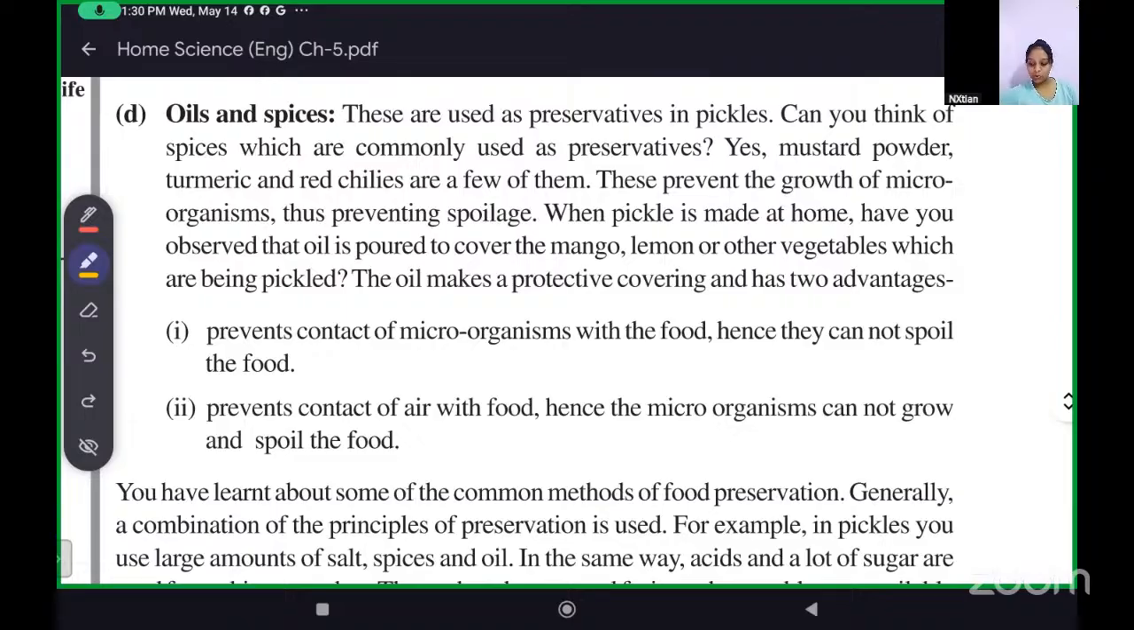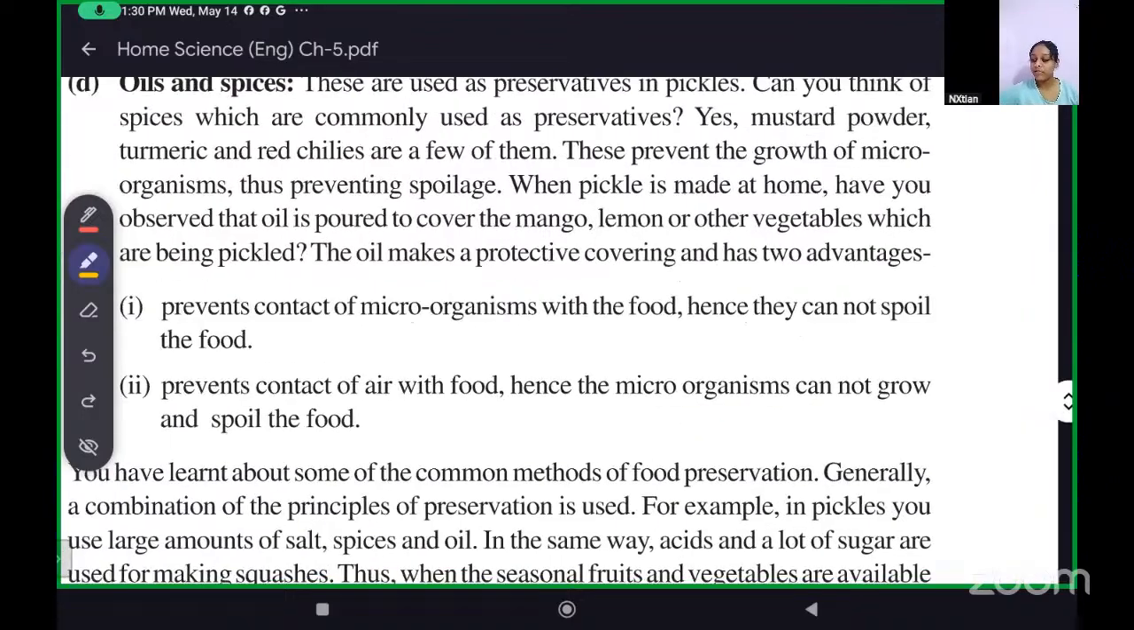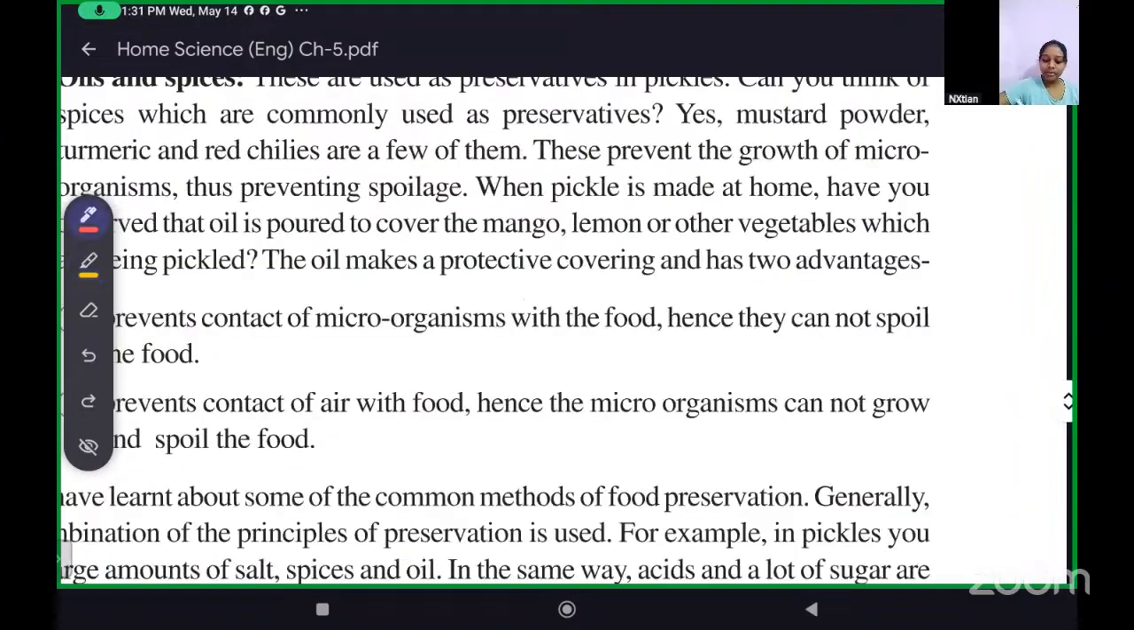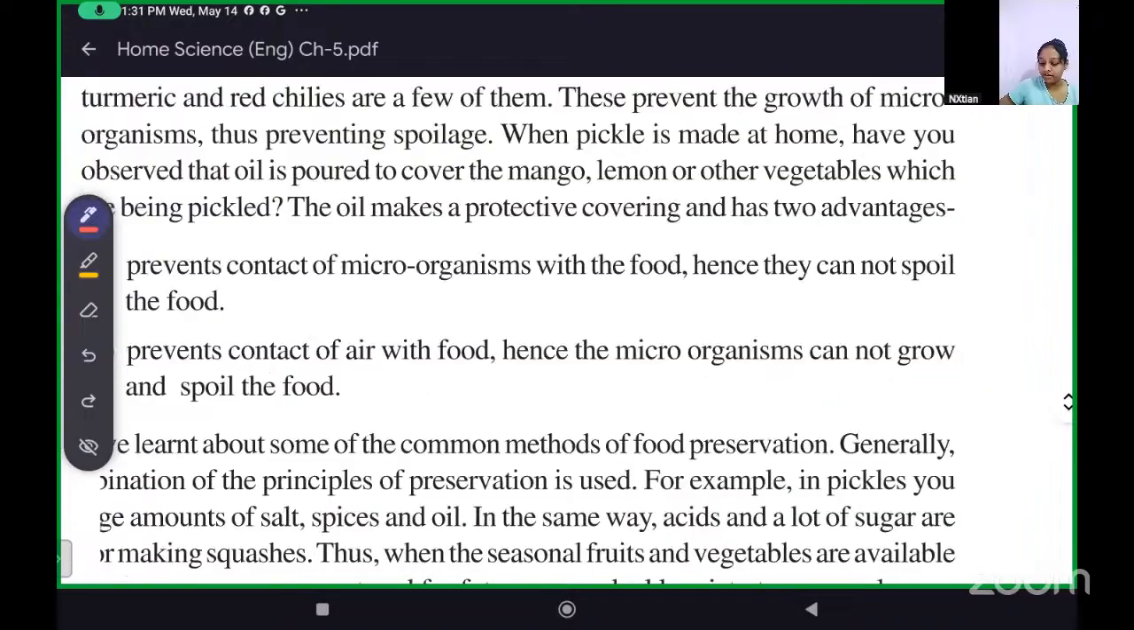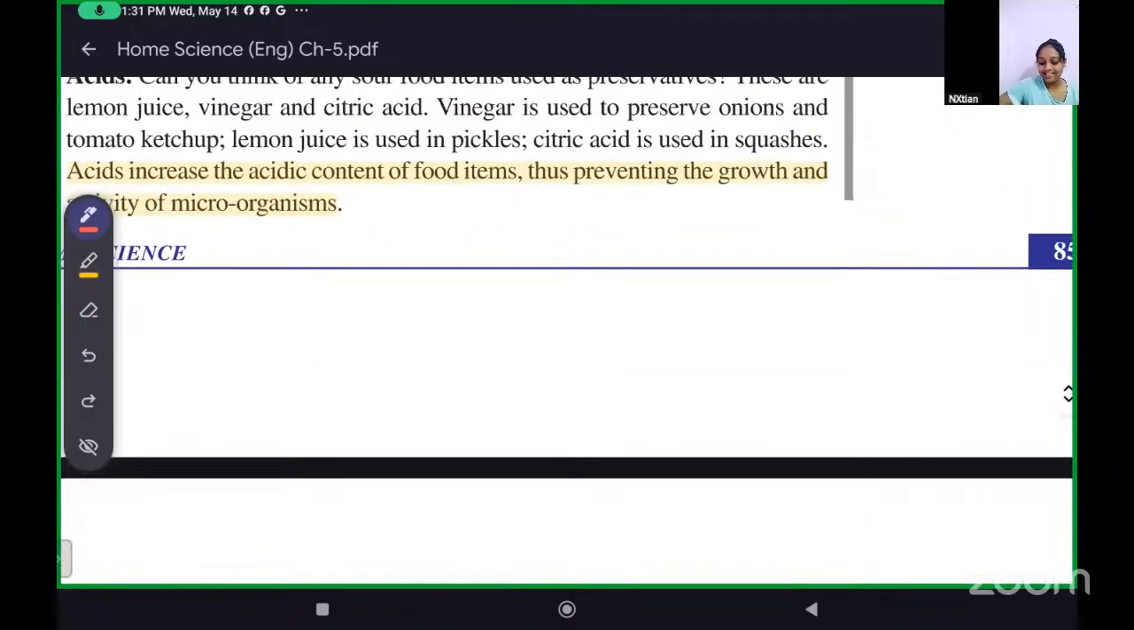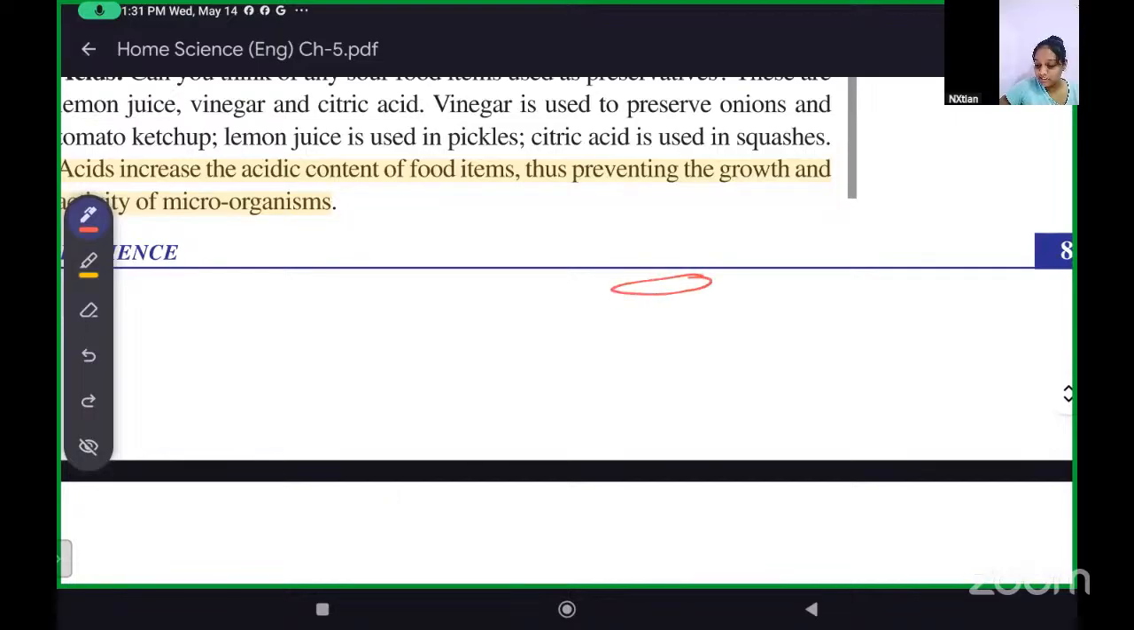When pickle is made at home, have you observed that oil is poured to cover the mango, lemon, or other vegetables which are being pickled? The oil makes a protective covering and has two advantages. Now, why do we add so much oil in the pickle? Let me tell you what happened once when we made a pickle. I need space to draw. Suppose this is a pickle jar in which the pickle was stored.